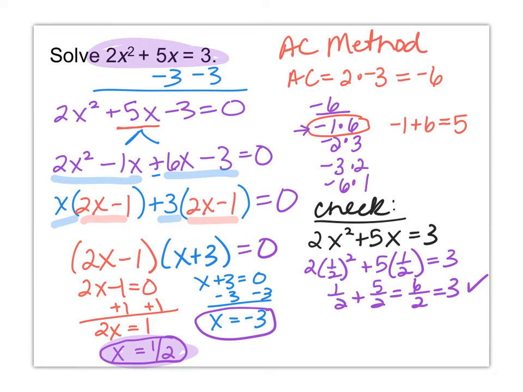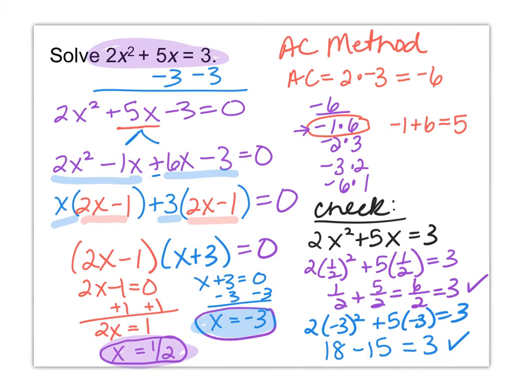Let's check x equals -3. By plugging -3 into the x in the original equation, we get 2 times the quantity -3 squared plus 5 times -3. We want to make sure that equals 3. Using the order of operations, doing the exponents first, -3 squared is 9, and 9 times 2 is 18, and 5 times -3 is -15. 18 minus 15 does equal 3, so we know that is also a solution to the original equation.